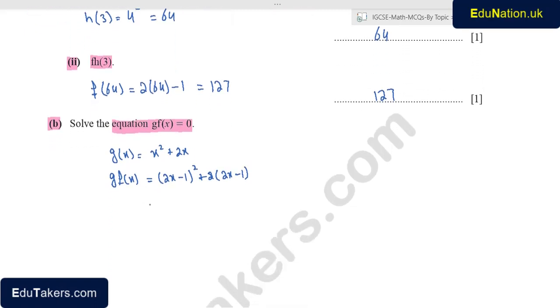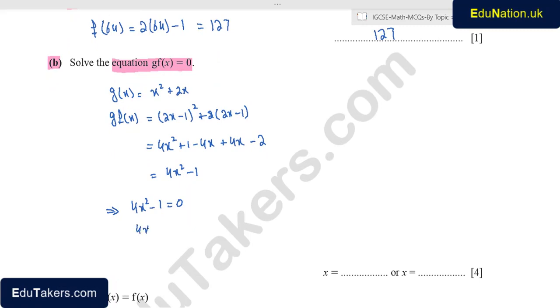Let's simplify it. This will be 4x square plus 1 minus 4x, and expanding this bracket, this will be 4x minus 2. That is equal to 4x square minus 2 plus 1 is minus 1, and 4x minus 4x is 0. It is given that g f of x is 0. So this implies that 4x square minus 1 is equal to 0.